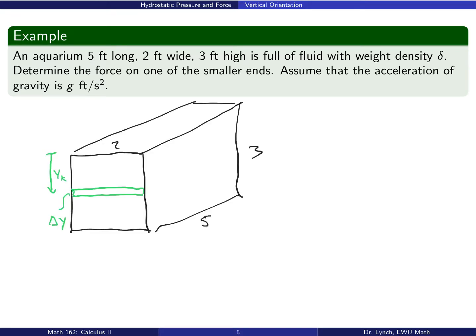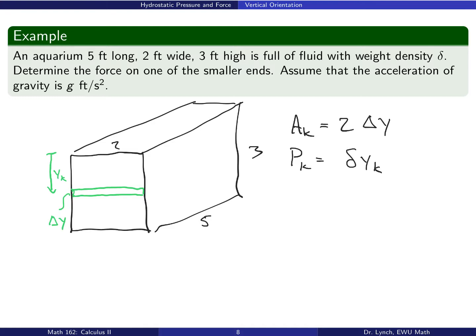Okay, so here again, it's our aquarium, 2 by 3 by 5. I'm going to think about a slice at some depth in the aquarium, y sub k. At that depth y sub k, the width of the slice is 2 and the height of the slice is some small amount delta y. That tells us the area of that slice is 2 times delta y. The pressure on that slice is due to the depth of the water above it, so that's just delta times y sub k.